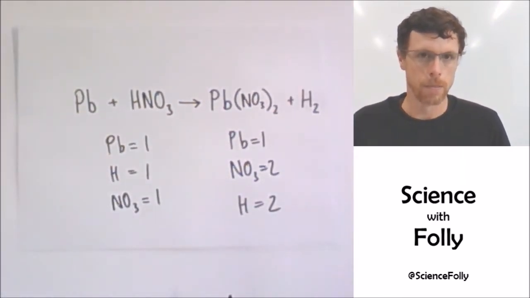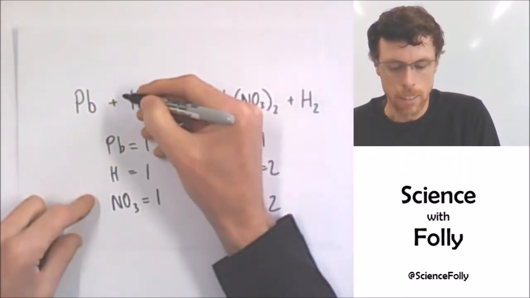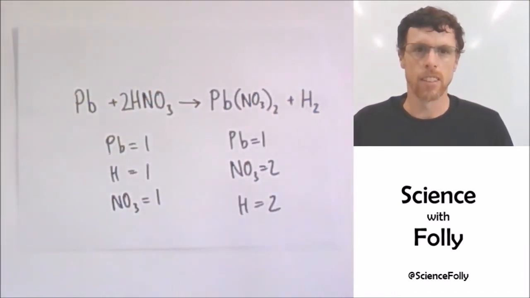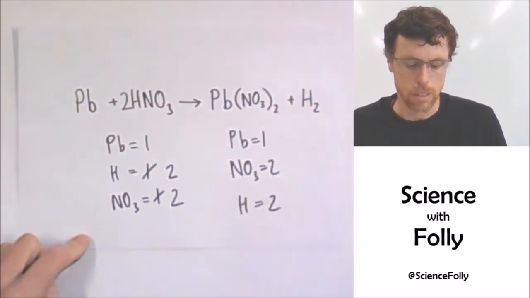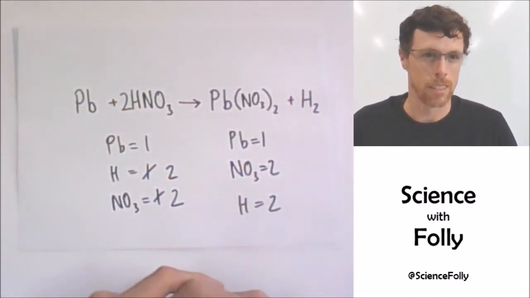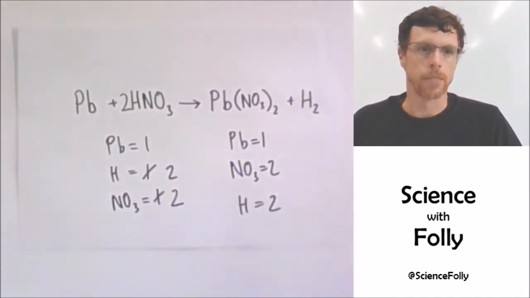What are we going to do? I think you've got it. Two in front of the HNO3, which is nitric acid, and now two of those, and it's all balanced. It's a piece of cake.